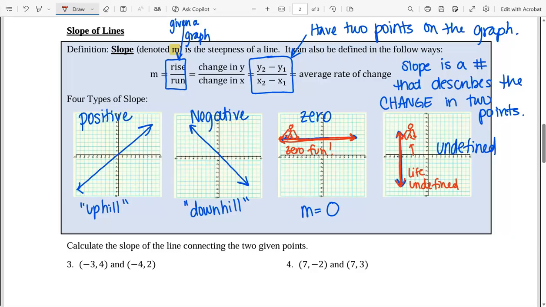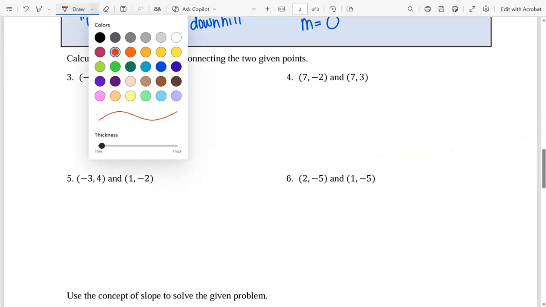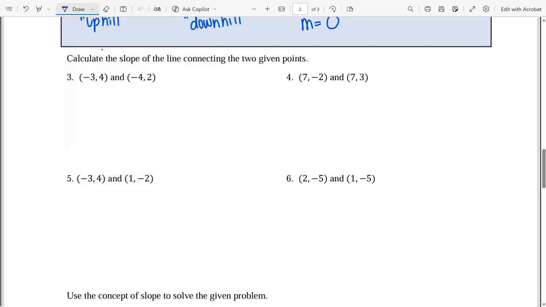So let's see if we can calculate it given ordered pairs. So if you're asked to calculate the slope of a line, remember, the slope always describes the change between 2 points. So what you need is the slope formula. My slope is equal to y2 minus y1, the difference in my y coordinates, divided by x2 minus x1, the difference in my x coordinates.